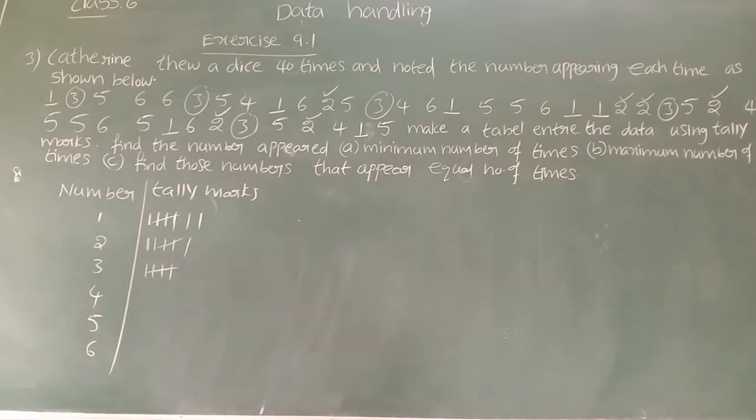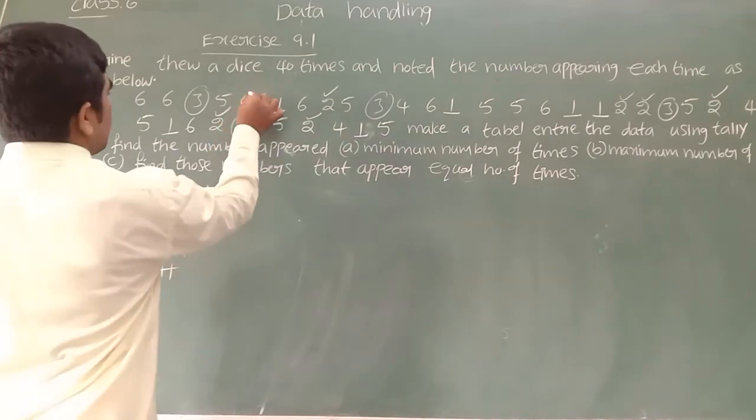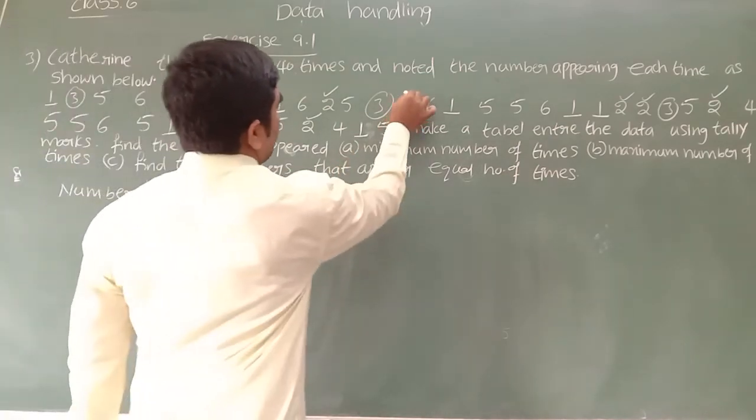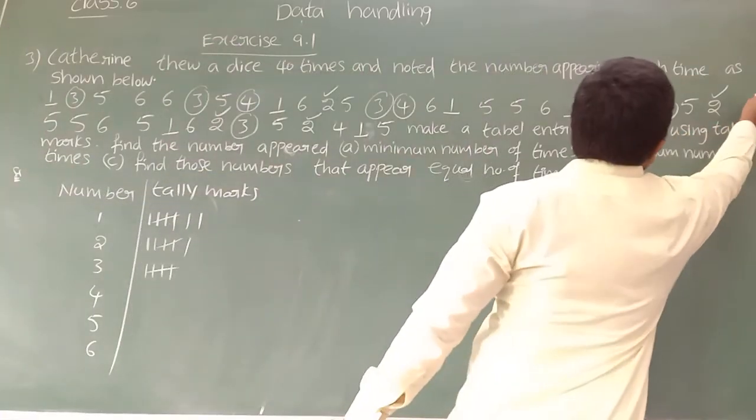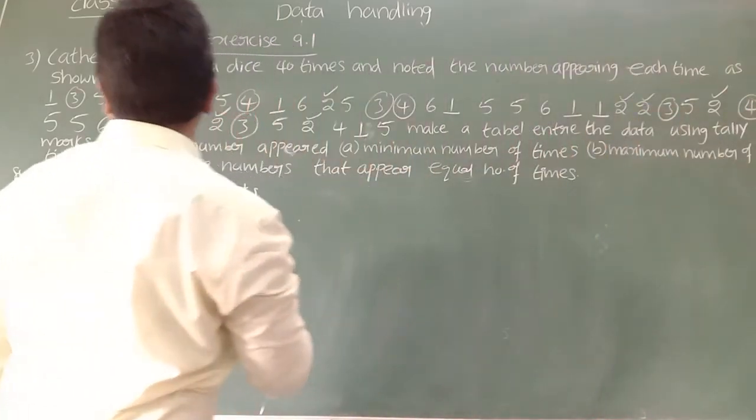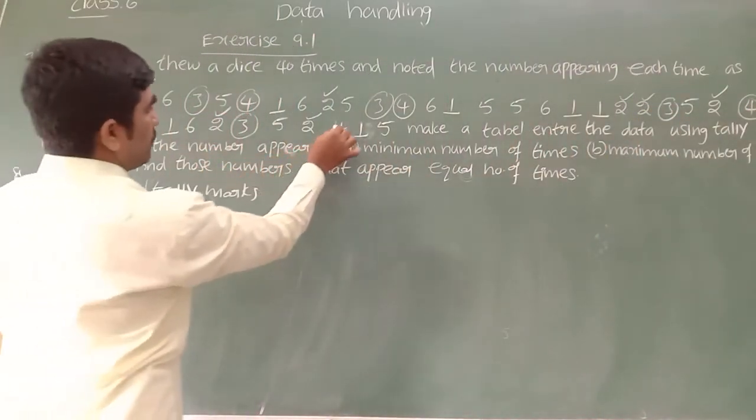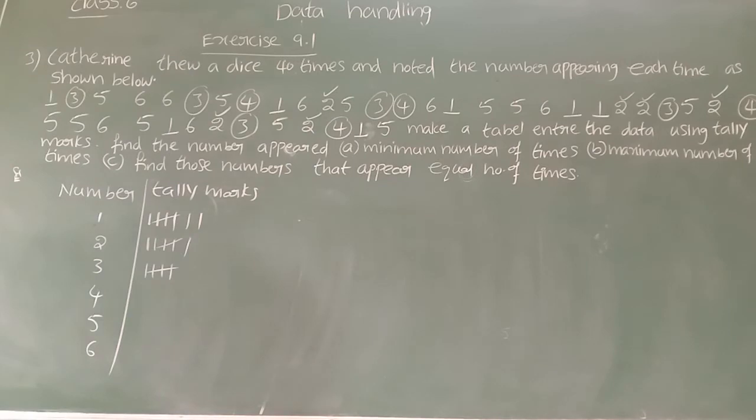Next we can see number 4. Number 4 is there here 1, 2, 3, 4 times. Next we will see 5, which is also repeated.